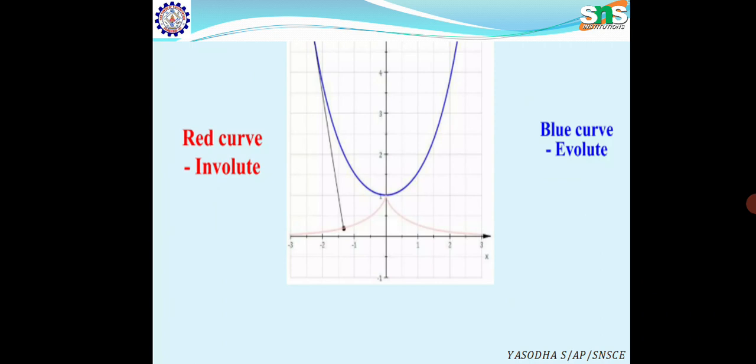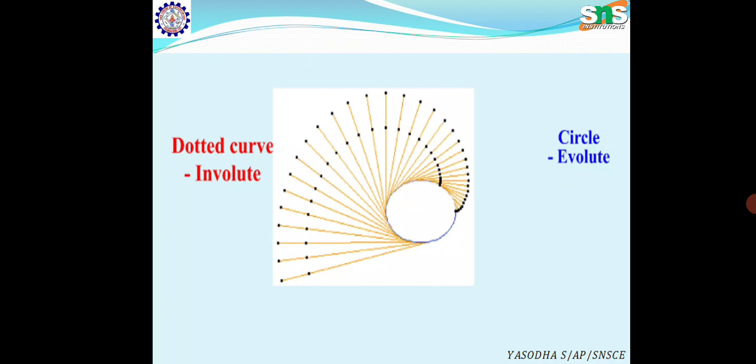For that involute curve, we find the center of curvature at each point. If we join all the centers of curvature points, we'll get the evolute of that curve. Here, some examples are given for understanding evolute and involute curves. Let's see the curves. First one: the outer curve represents the involute and the circle represents the evolute.